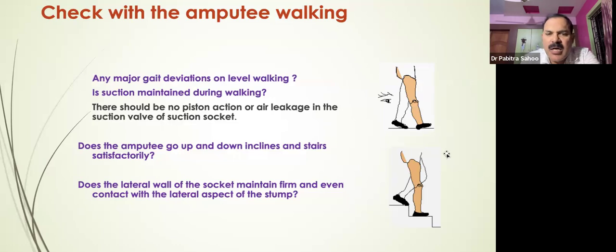Check whether the patient is comfortable while going down or climbing up stairs. Does the lateral wall of the socket maintain its form and even contact with the lateral aspect of the stump? The same point is repeated each time, because normally the stump is aligned with a little adduction, so it needs close contact of the lateral wall with the lateral flare of the stump. So these things also need to be taken care of.